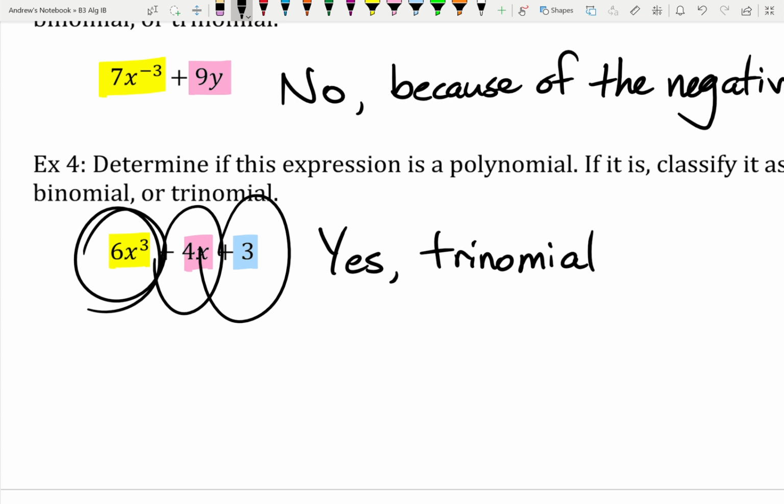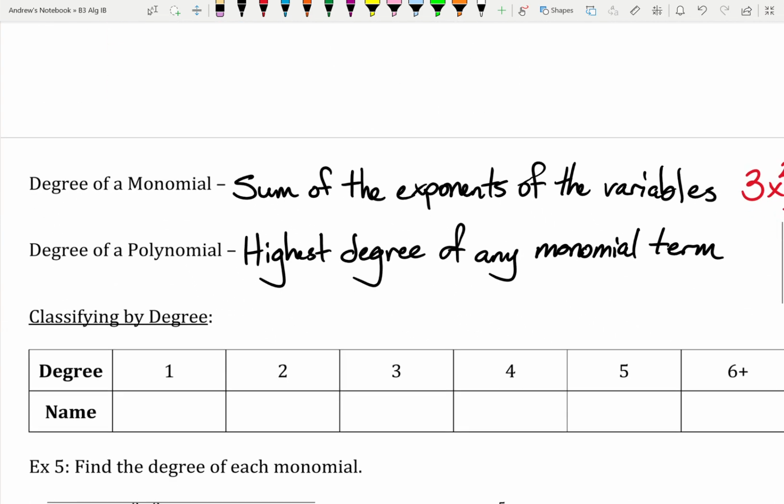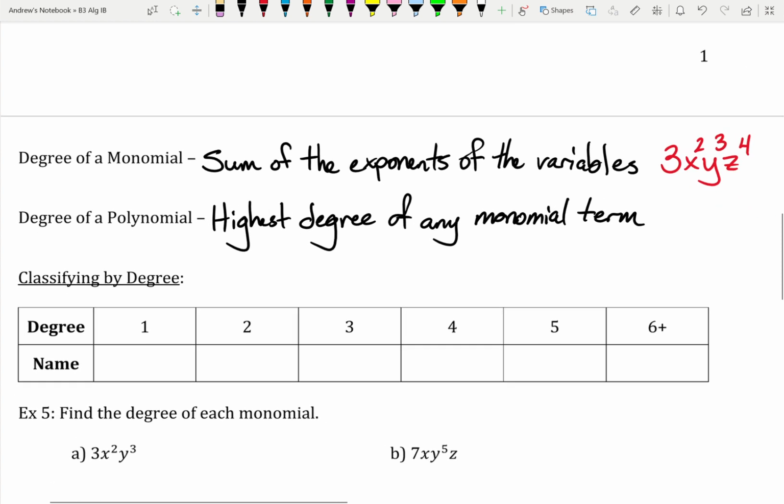Right? So when we've got this trinomial all put together, it's really made up of 3 different monomials. Each individual tiny piece. So that's what we're getting at here: the degree of a polynomial overall is, you're going to figure out where the highest degree monomial piece is, and then we take that as the degree of the whole thing. All right, so we'll talk about that a little bit more.